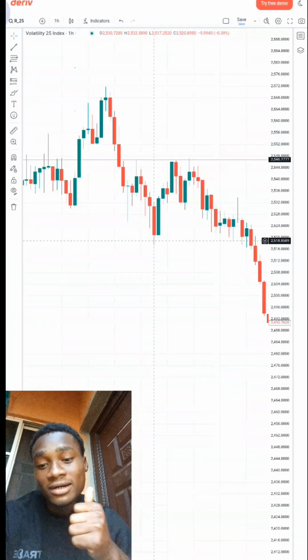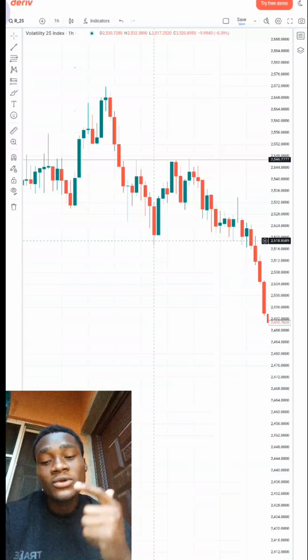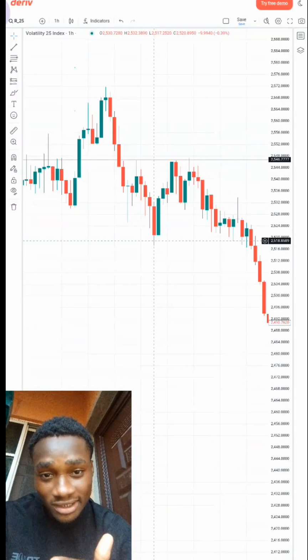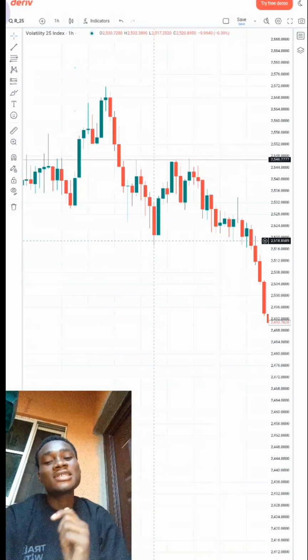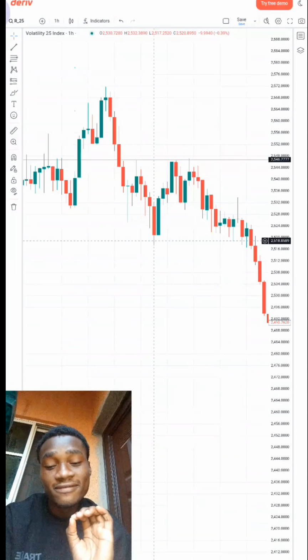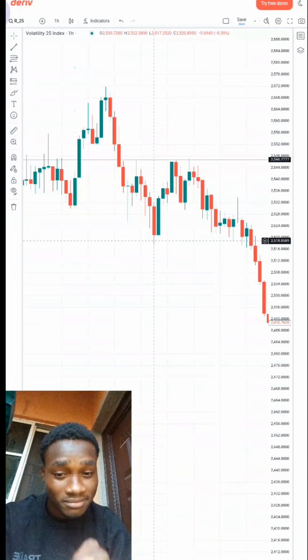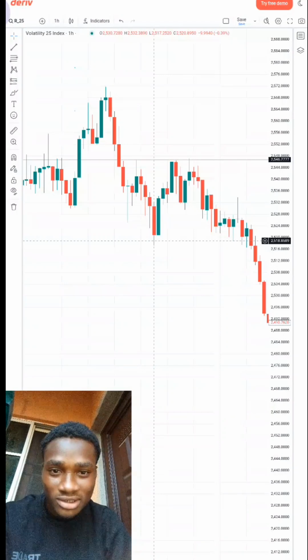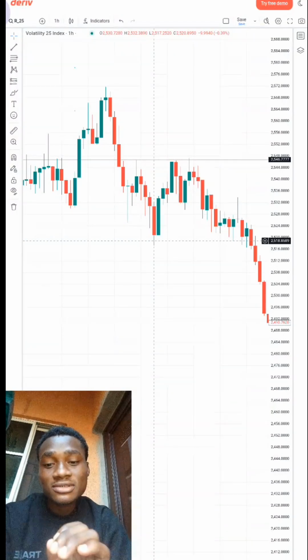Now we know our trend. We know where the liquidity is in the market. Now the next thing we want to do is position ourselves in a way we can follow the market to grab this buy side liquidity. It's as simple as that. So how do we do it?